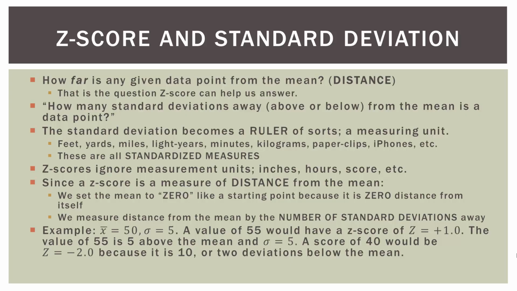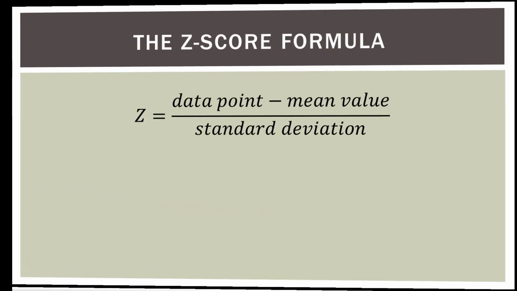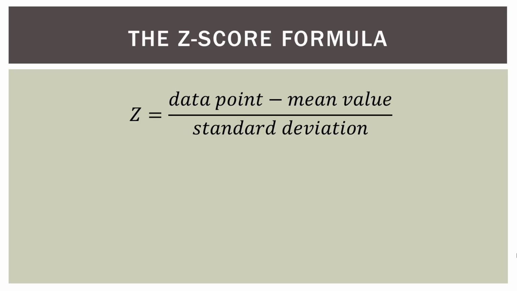Now a score of 40 would have a z-score of -2 because it is 10, or 2 times 5, 2 deviations below the mean. So that should be pretty straightforward, and you could see how the z-score is actually derived using the standard deviation and the mean. Now the formula for z-score is just any given data point minus the mean divided by the standard deviation.